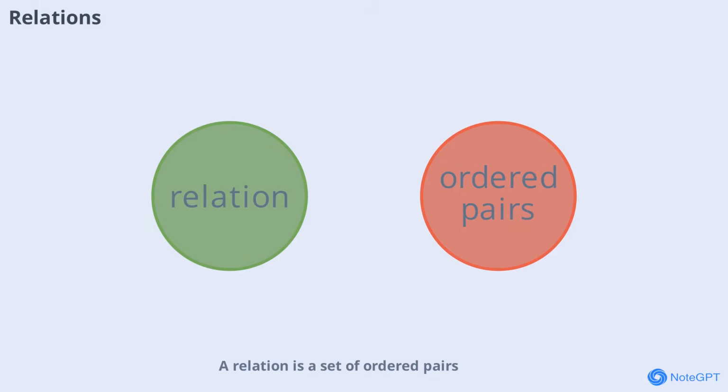A relation is a set of ordered pairs showing how elements from one set are related to elements of another set. For example, the relation "is less than" on the set {1, 2, 3} can be written as {(1, 2), (1, 3), (2, 3)}. Relations are a key concept in mathematics, forming the basis for functions and other structures.